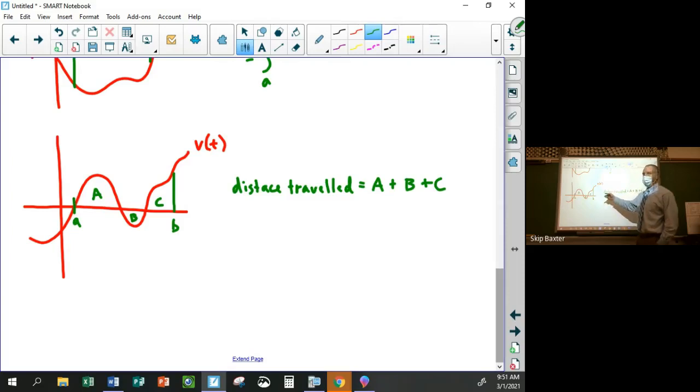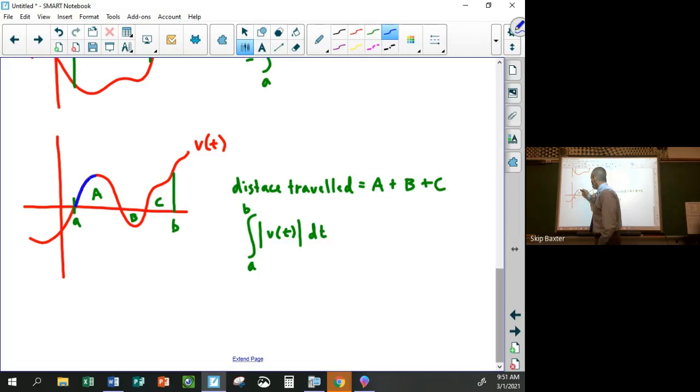Another way to get this is I could just take the integral from A to B of the absolute value of v of t. Because think about what absolute value of v of t would look like. The stuff that's positive would stay the same, and the stuff that's negative would become positive. So you'd really be taking the area under the curve of this blue stuff, which is all positive. Does that make sense? That would be the best option if you have a calculator.